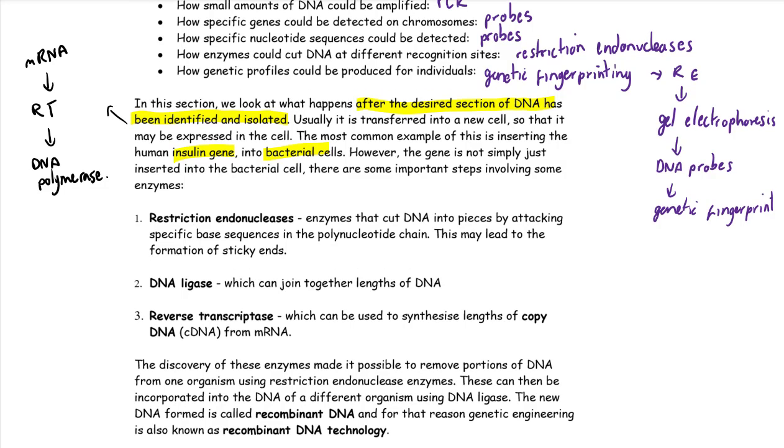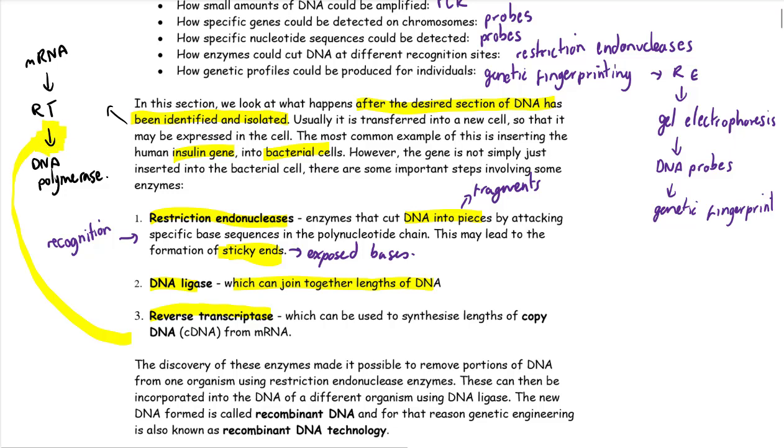These are the three main enzymes. Restriction endonucleases, as we talked about quite a bit, cut the DNA into pieces or fragments, by attacking base sequences in the polynucleotide chain. This is where we talked about the recognition sites. The restriction enzymes will recognize specific base sequences and cut them at a specific part. What's really important in this process is that we get the sticky ends, which we know are the exposed bases. We then have DNA ligase, which can join together lengths of DNA. And we have reverse transcriptase, which can be used to synthesize lengths of copy DNA from messenger RNA. So that's what we've been talking about up in this section.